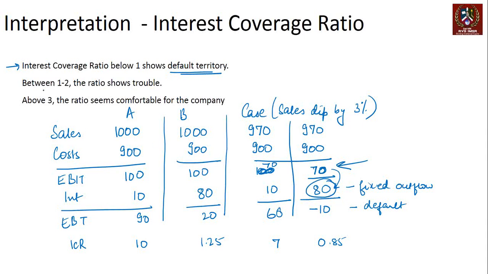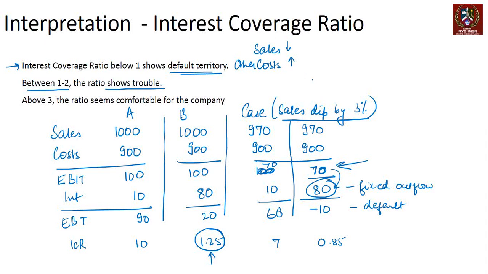Any ratio between 1 and 2 shows trouble. So here we should be cautious because this number shows trouble: if sales dip by as little as 3%, 1000 becomes 970, the company could default. If the number is anywhere between 1 and 1.5, that's serious trouble. 1.5 to 2 is trouble waiting to happen at some point if conditions worsen globally. What could be the problems? Sales could go down, or costs could go up, like raw material costs going up. That's not in your hands.